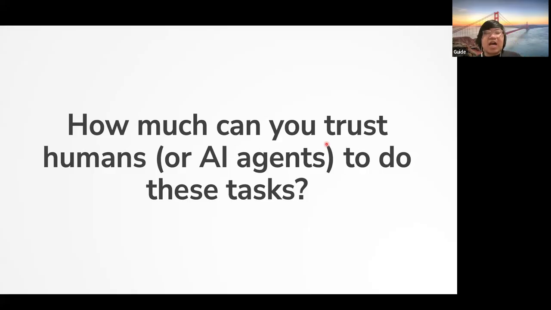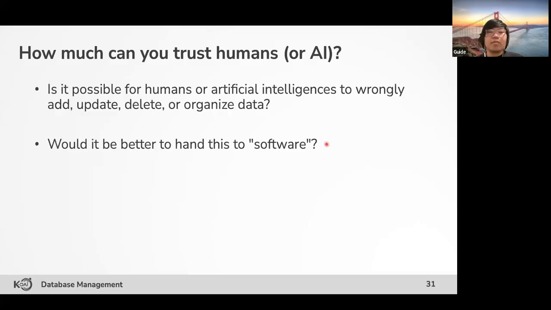So let me ask you, how much can you trust humans or AI agents to do these tasks: definitions, manipulations, what else? Queries, access control. I can say right away that no, you should not trust humans or AI. AI is not 100% accurate. Humans, we have human errors.